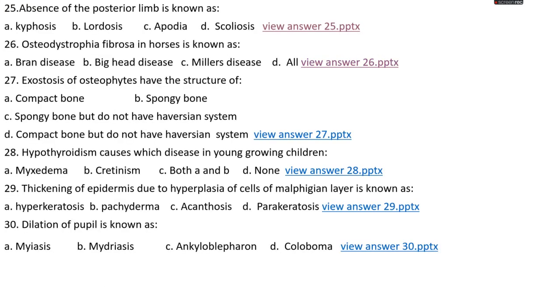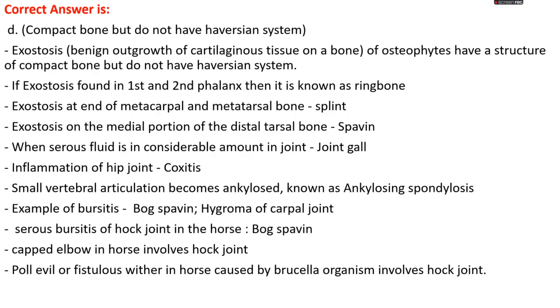Okay. Question number 27. Exostosis or osteophytes have the structure of option A, compact bone, option B, spongy bone, option C, spongy bone but do not have Haversian canals, or option D, compact bone but do not have Haversian canals. The right answer is option D, that is compact bone but without Haversian systems.